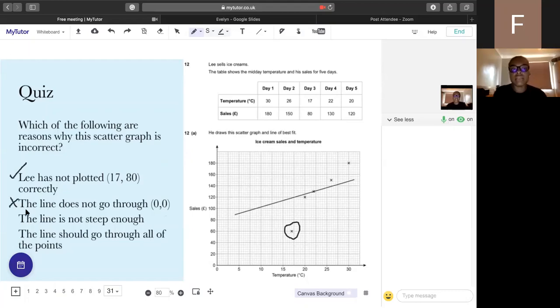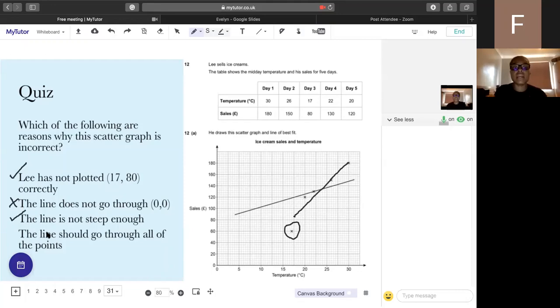The line is not steep enough. Now, if we look at the points that we've plotted and we look at the line of best fit, the line of best fit doesn't actually go with the steepness of the points, does it? We should really have a line that goes something like this. So yes, that would be a reason. Drawing your line of best fit, it does have to have the same sort of steepness as your points so that you are able to use it properly.